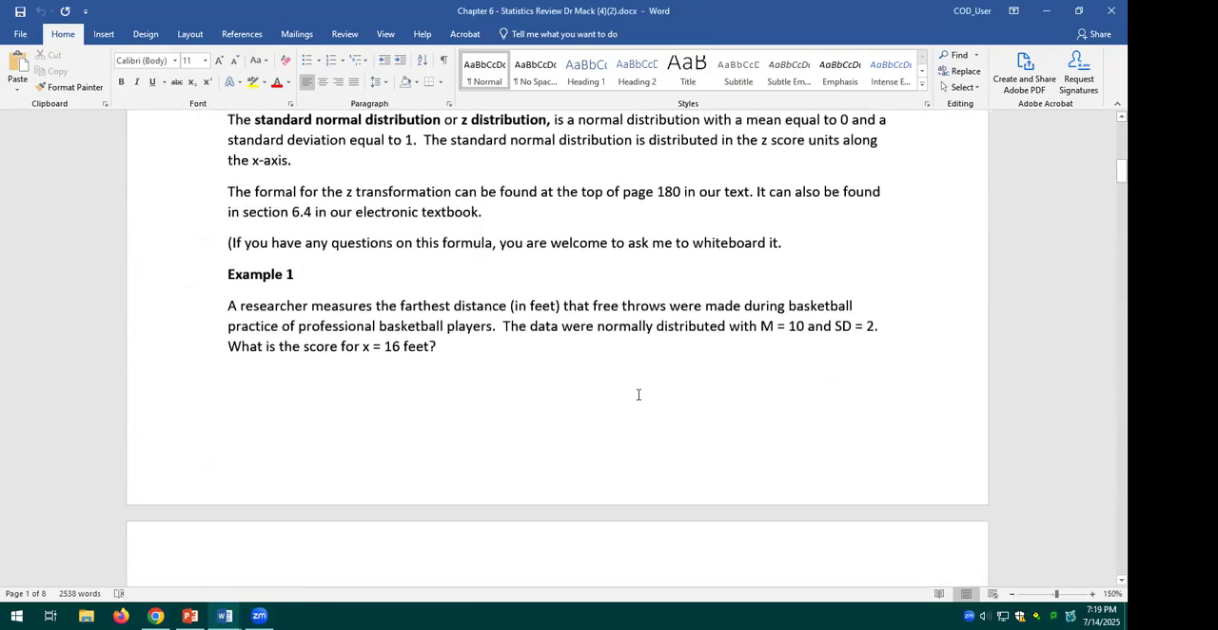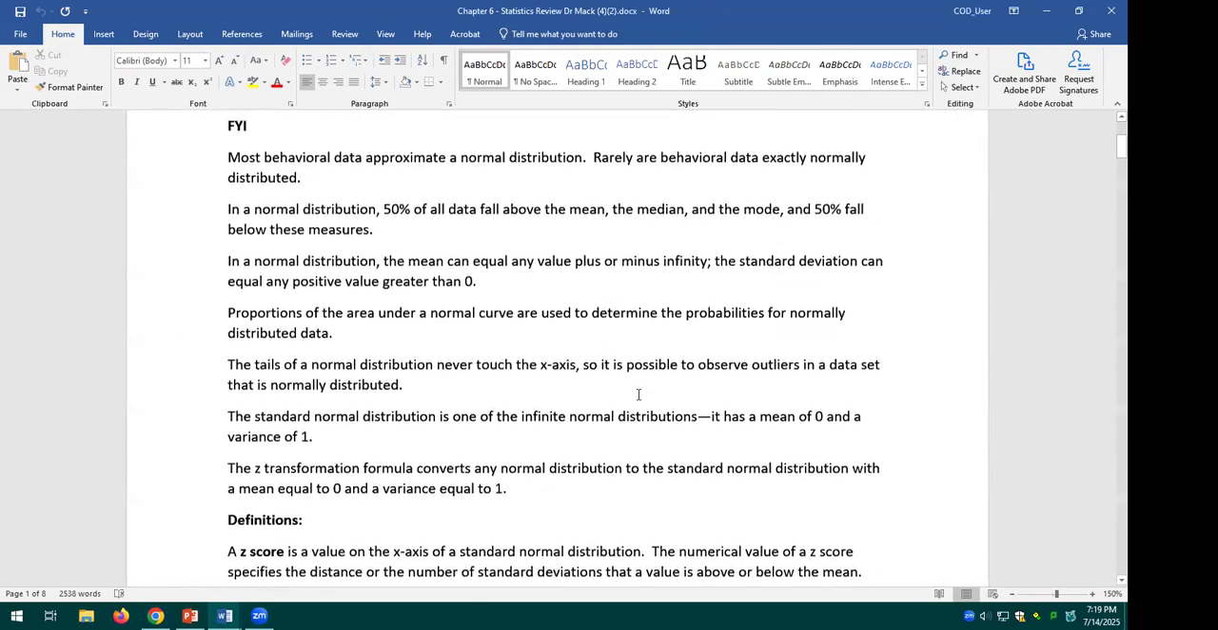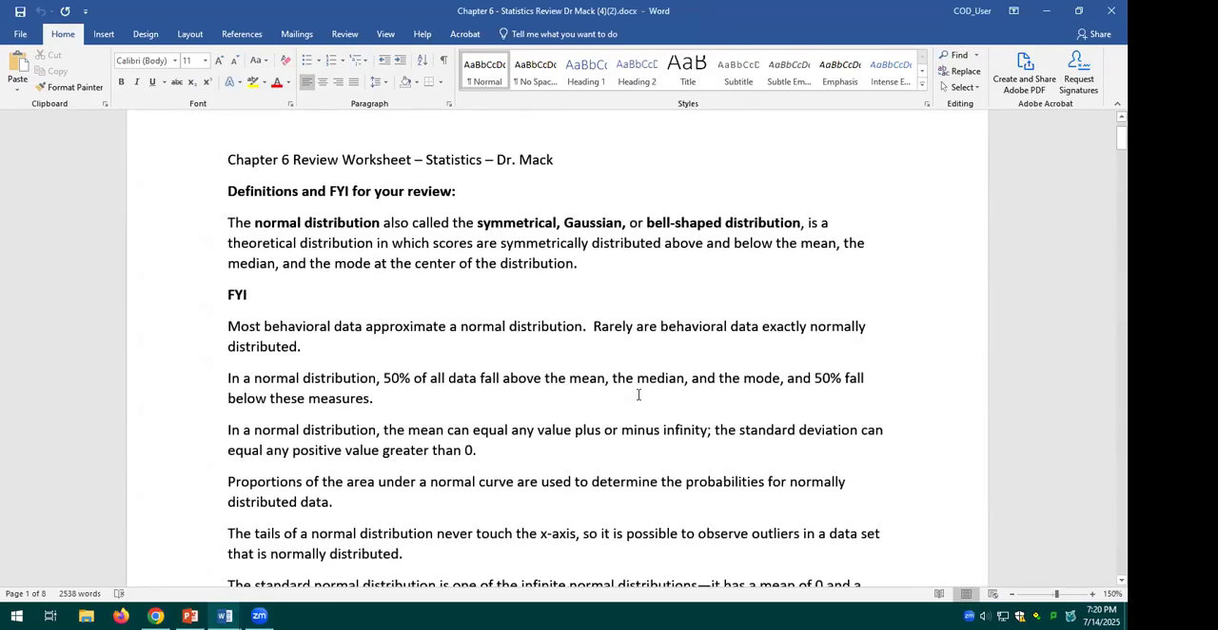So we'll just start with example one. Or we can walk through the notes. Walk through the notes again, would that help everybody? Or just the examples? Walk through the notes? Maybe. The notes, okay. So the normal distribution, also called the symmetrical or Gaussian bell-shaped distribution, that's that normal curve. So we know where this is, by the way? Yeah.